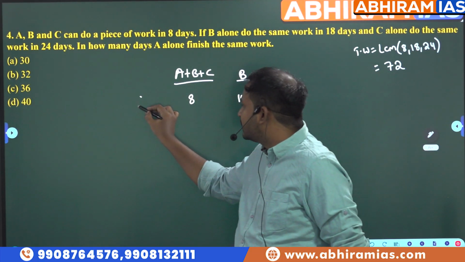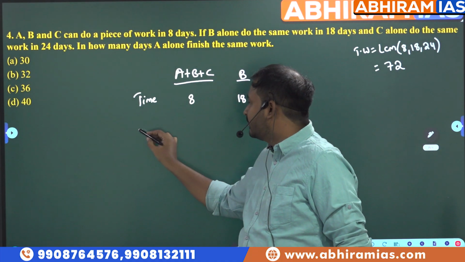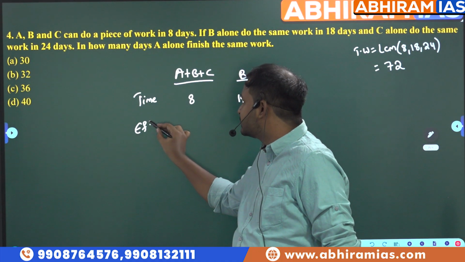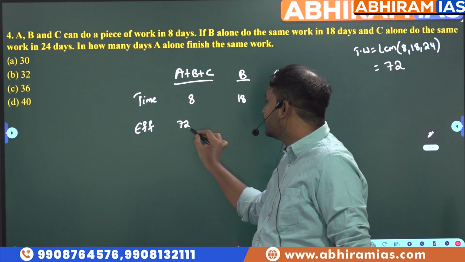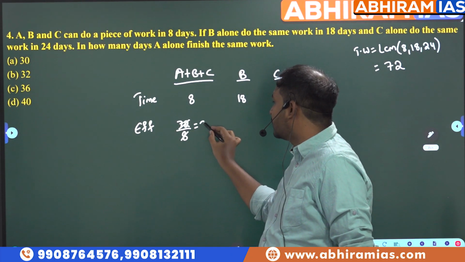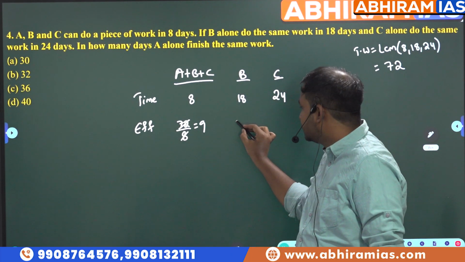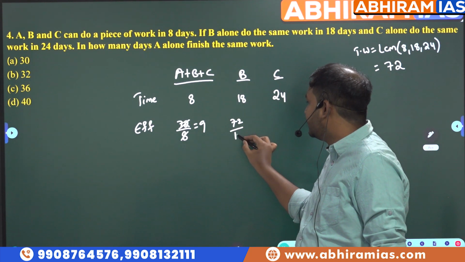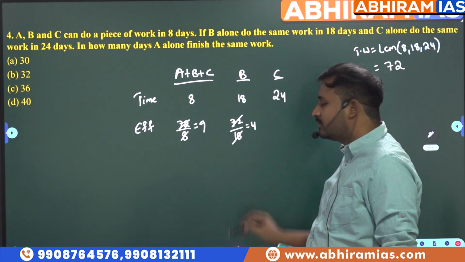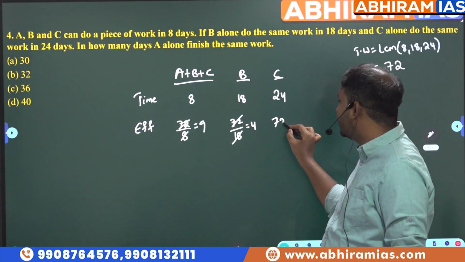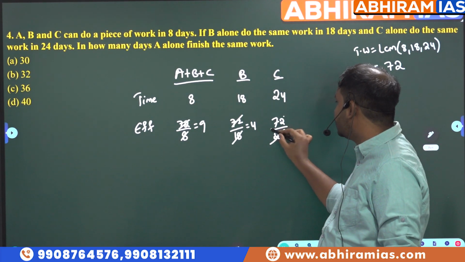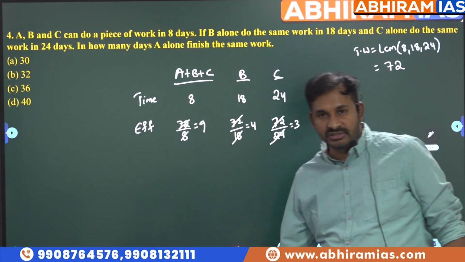Now these are the times taken by A, B and C. Now what about their efficiencies? 72 by 8. So this will become what? 9. 72 by 18. So this becomes 4. And next 72 by 24. This becomes what? 3. Now see here students.